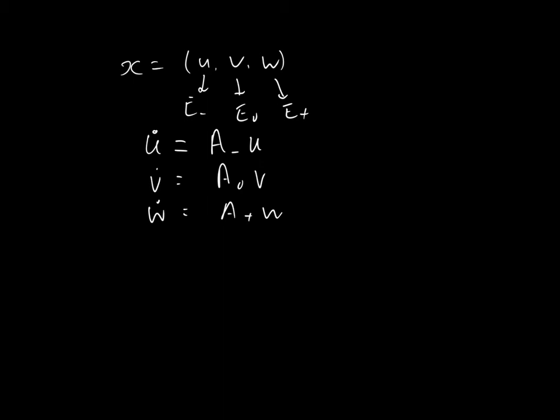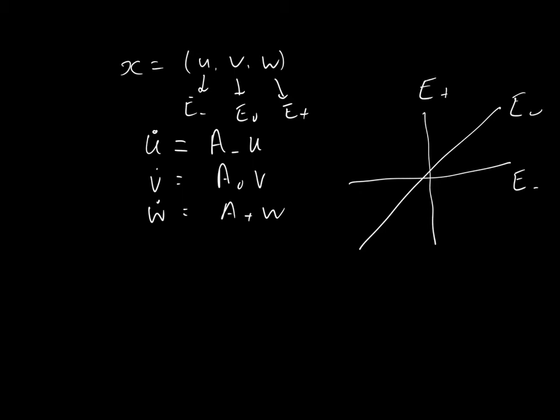Each of these may be of some non-trivial dimension, but associated with each of them is an invariant subspace, because if v and w are 0, then we are on the u space, and it's governed entirely by the first equation, u dot equals A minus of u. So we've decomposed the space into three pieces: E minus, E0, and E plus. Each of these is higher dimensional. It isn't necessarily in 3 dimensions.